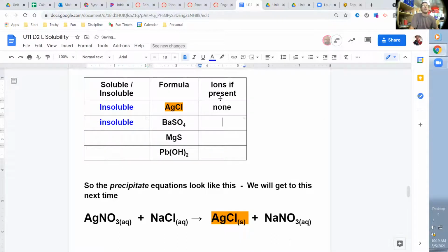And then over here, are there ions present? No, there are no ions present because barium sulfate is insoluble and it does not dissociate when you place the barium sulfate in water. Let's take a look at the next one.